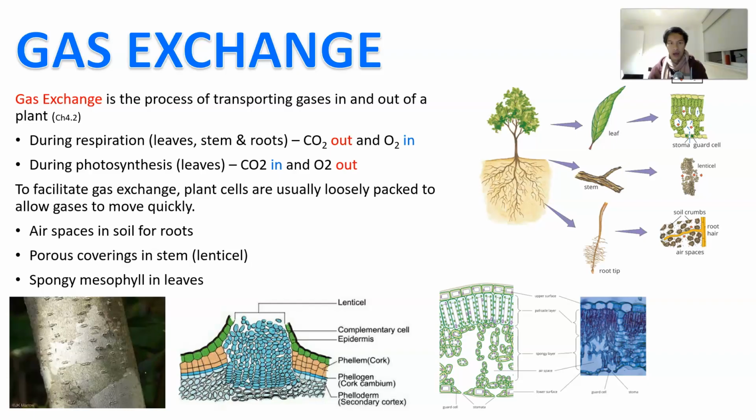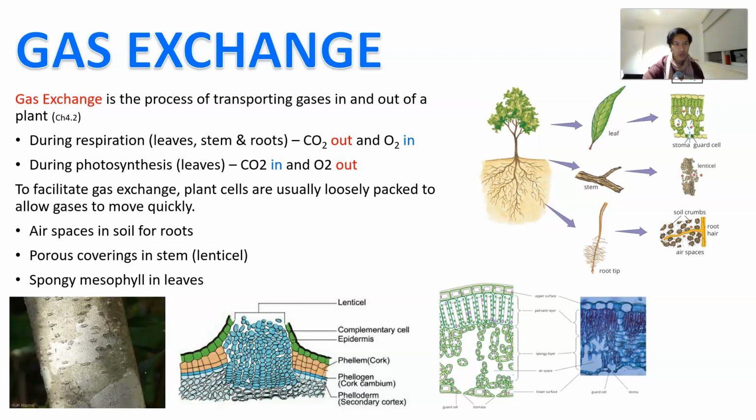Okay, now a lot of the stuff that we are talking about in 5.1 has already been discussed in chapter 4, but we're just going to go over it again. Okay, so we're going to start with the idea of gas exchange. Gas exchange is the process of transporting gases in and out of a plant. Now, this is nothing new. We've already learnt about gas exchange, and actually animals use gas exchange as well. But for plants, there's kind of two moments in which gas exchange plays a role: during photosynthesis and during respiration.